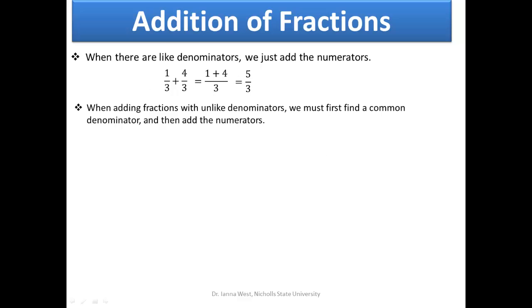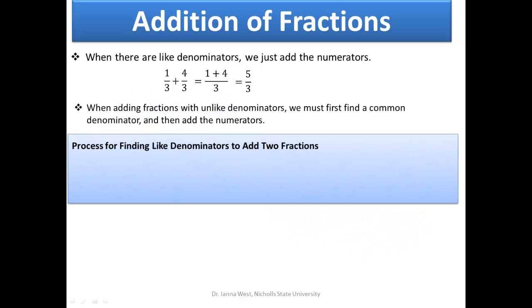When adding fractions with unlike denominators, we must first find a common denominator and then add the numerators. There is a simple process for finding like denominators to add two fractions. In describing this process, we will let variables represent numbers. Let A, B, C, and D be non-zero integers. Then we can add the two fractions A over B plus C over D by first finding a common denominator.